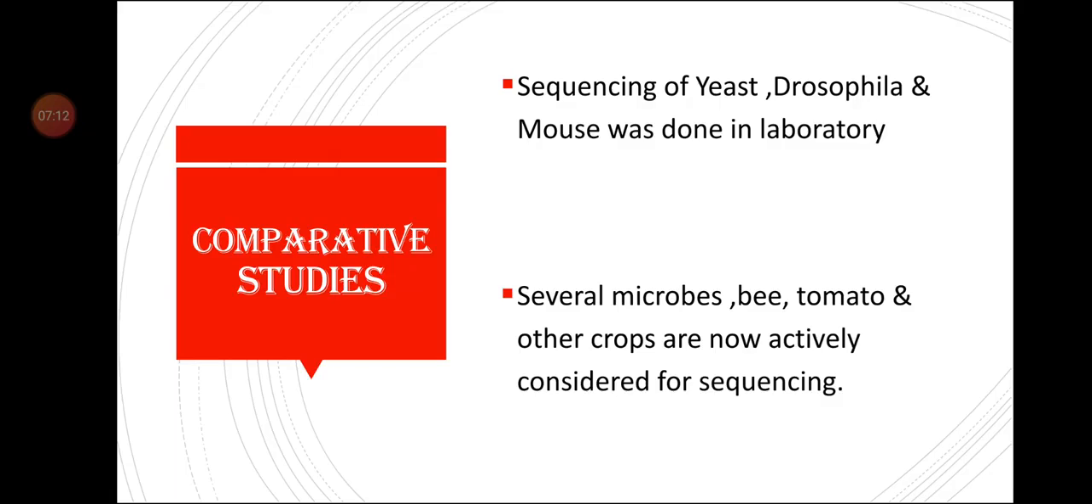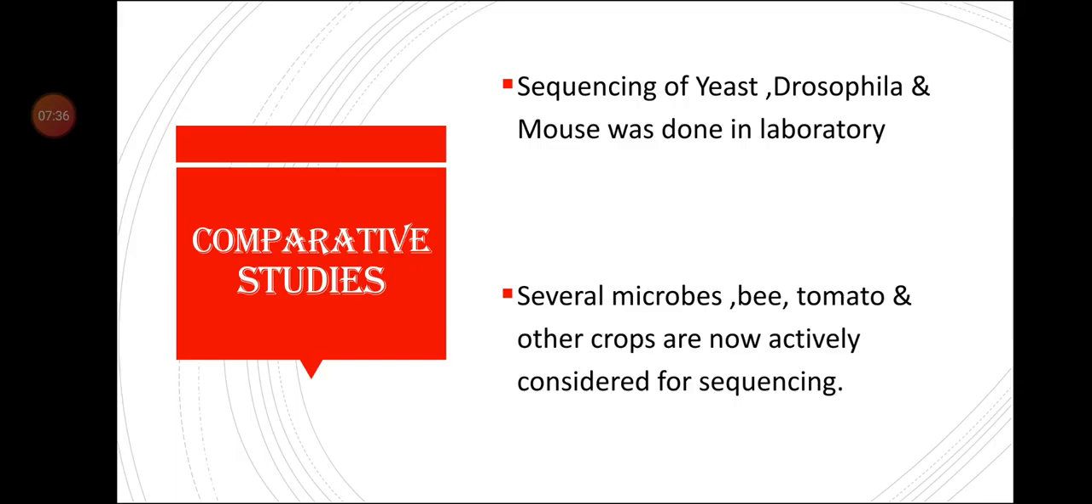Okay, these are now either actively sequenced or considered for sequencing. Initially, yeast, Drosophila, and mouse were used for sequencing, and this was done in the laboratory. Now microbes, bee, tomato, and other crops are actively used, and they are considered for sequencing.